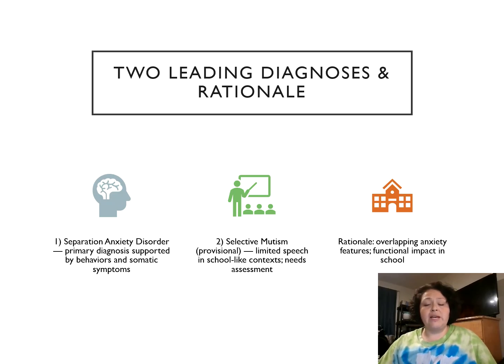The two most likely diagnoses are separation anxiety disorder and selective mutism, provisional. Separation anxiety disorder best fits her pervasive distress about separation and physical symptoms, while selective mutism may explain her restricted verbal engagement in school contexts. Both conditions often co-occur in early childhood and are rooted in anxiety. Determining the relative contribution of each will guide treatment emphasis.